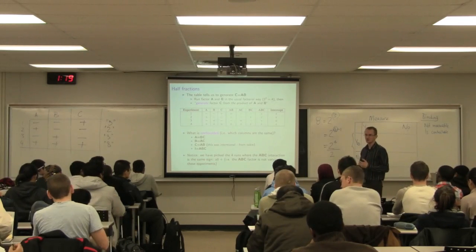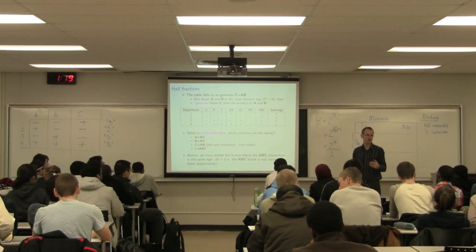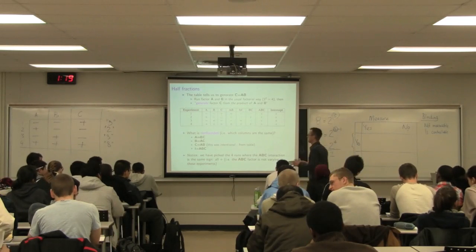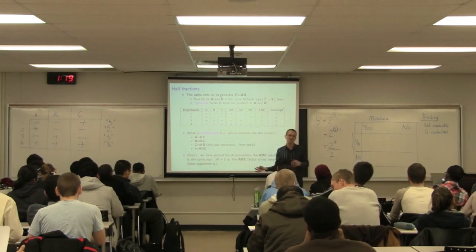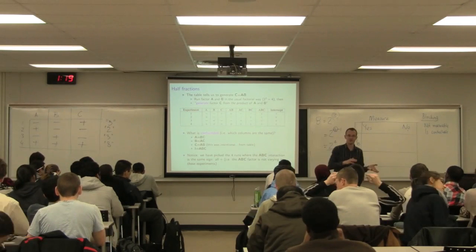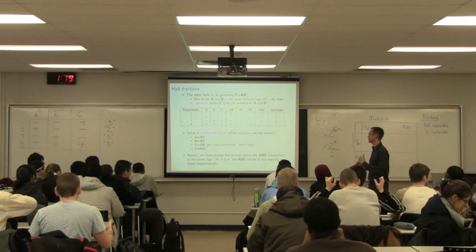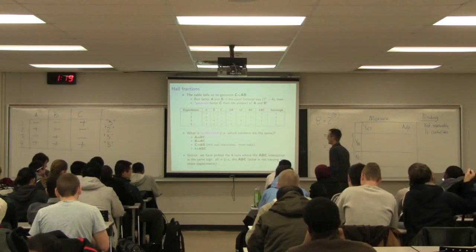What do we lose when we run a fractional factorial? Instead of running 8 experiments, we're going to run 4. Instead of being able to estimate 8 slope coefficients, I'm only going to be able to estimate 4 slope coefficients. So what am I going to lose out on? We're going to look at that next.